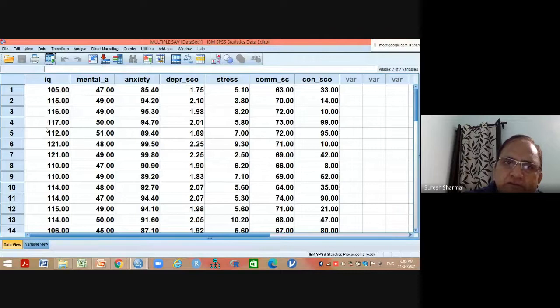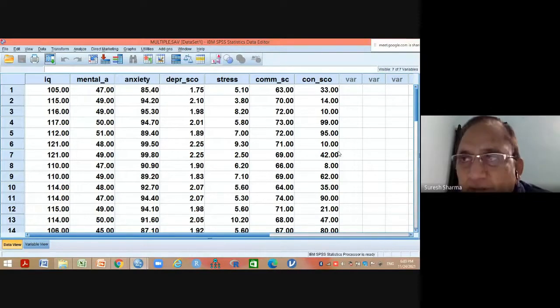Some psychologists want to estimate IQ. So this is your dependent variable Y, based on certain independent variables which are called predictors. One of the variables is mental age. Another is anxiety, depression score, stress, communication score, convolution score. So all these scores are measured, right? Now, this is my dependent variable. I want to estimate IQ. This is your X1, this is X2, X3, X4, X5, X6, right? So there are 6 predictor variables or independent variables and 1 dependent variable.